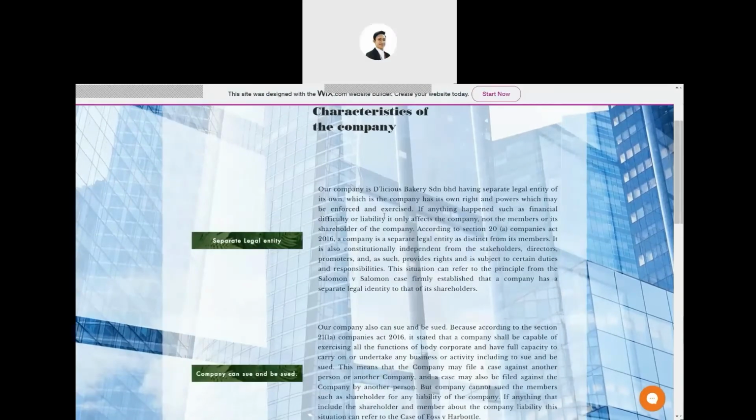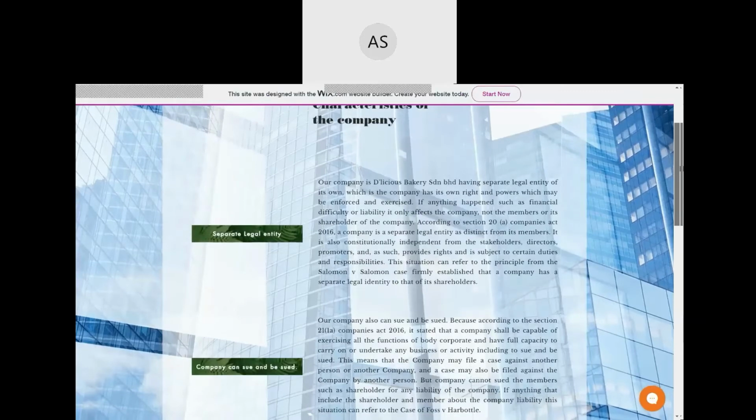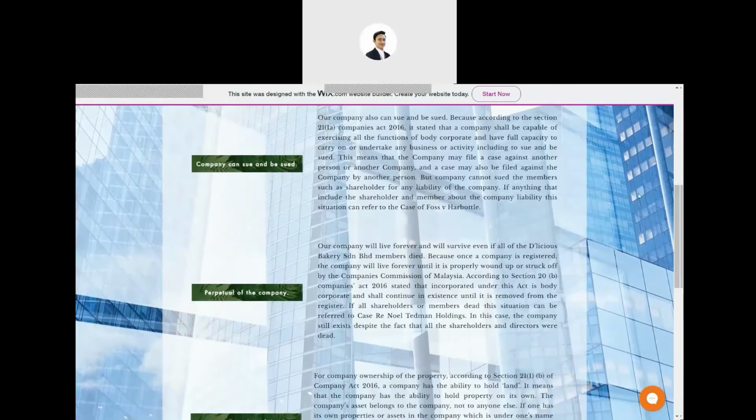Characteristics of a company. Our company has a separate legal entity of its own. According to Section 20A of the Companies Act 2016, the company has its own rights and powers which may be enforced and exercised. This situation can be referred to the principle from Salomon versus Salomon. The second characteristic is that a company can sue and be sued. According to Section 21(1)(a) of the Companies Act 2016, a company may file a case against another person or company, and a case can also be filed against the company by another person, but the company cannot sue its members, such as shareholders, for any liability of the company.